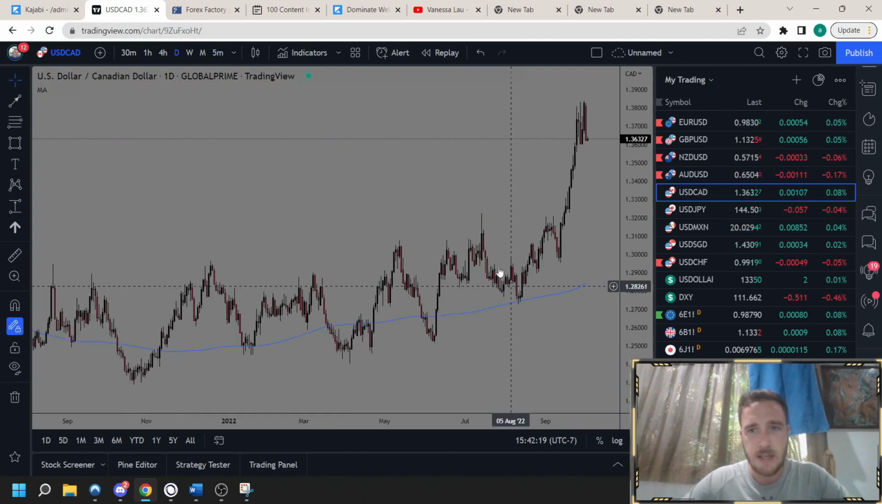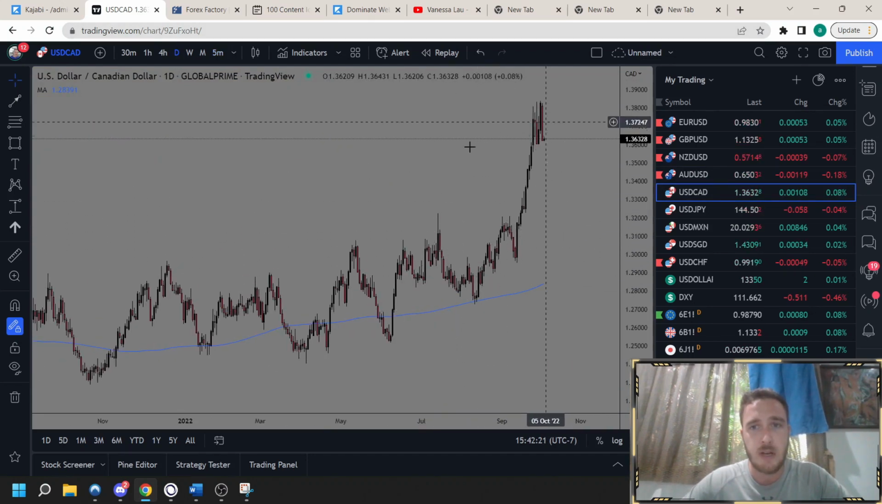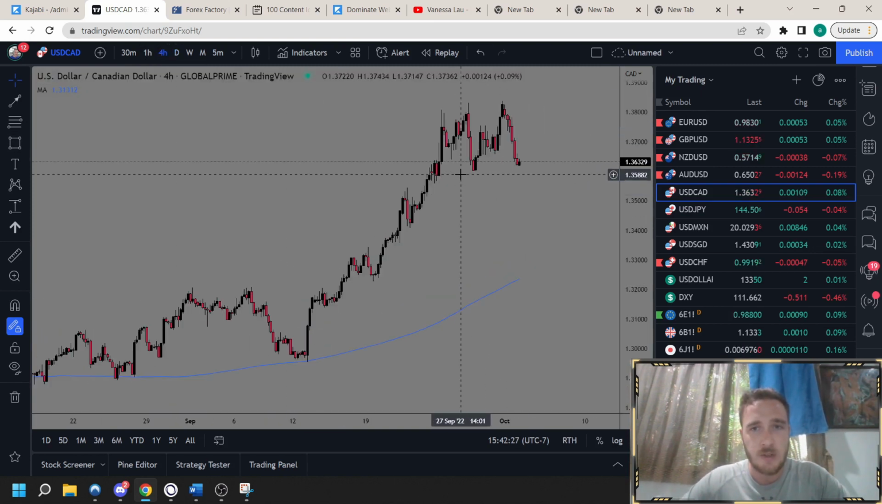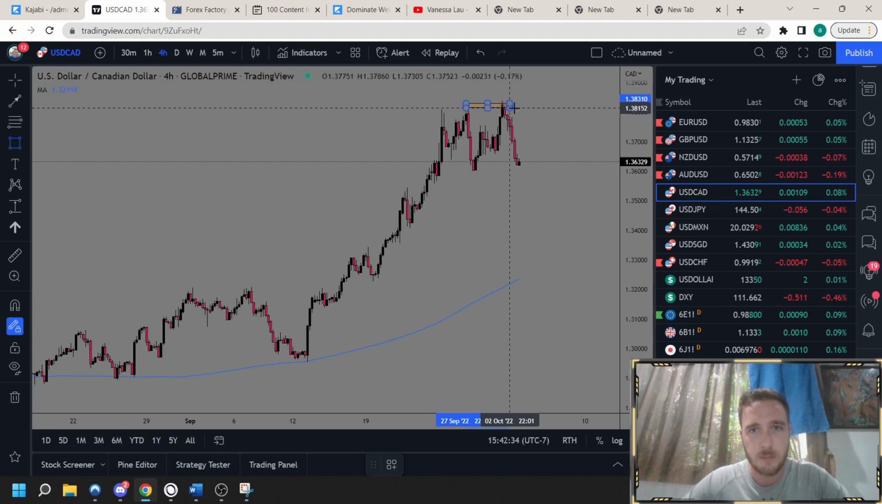So let's go to USD CAD. Now this is really trending to the upside. It's going to be difficult to get price inside daily zones, so we're going to have to use 4 hour zones. Yeah, that supply worked really well. We talked about this in the private group. Really nice sell zone up here.